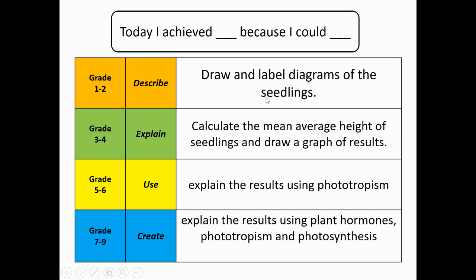Okay, fantastic. Not easy, this required practical. Loads and loads and loads of information, and I promise it will be easier once you've had a go of it yourself to memorise. You need to write your Today I've Achieved sentence now. Please pause the video, write Today I've Achieved, in the gap, write describe, explain, use, or create, depending on what you have achieved, and say why, because I could explain the results using phototropism, etc. Pause the video, write that.